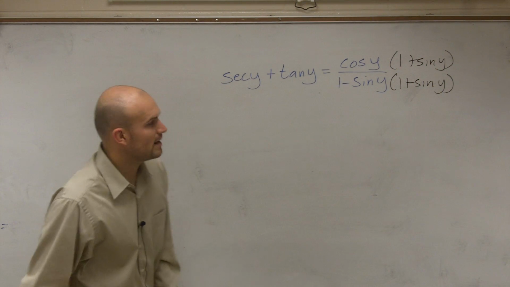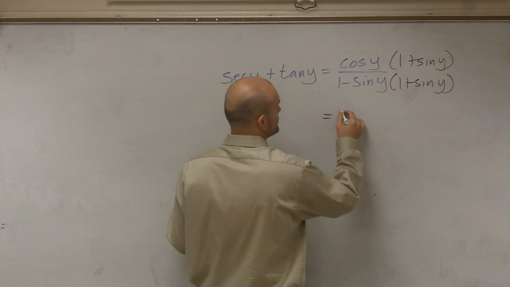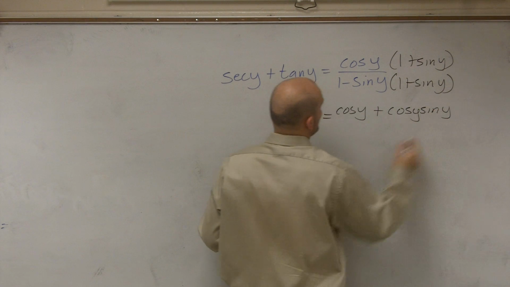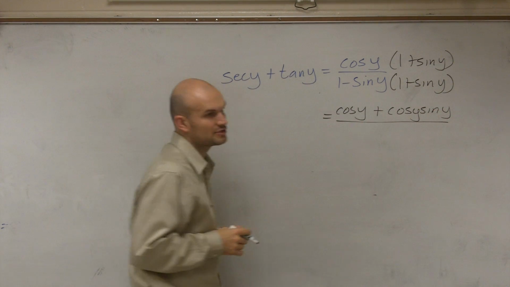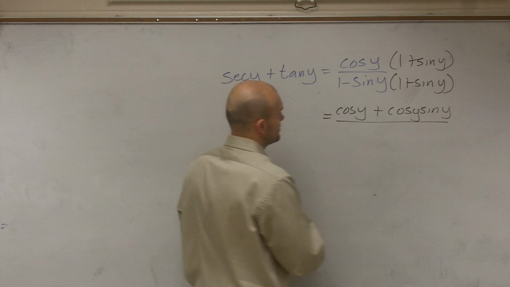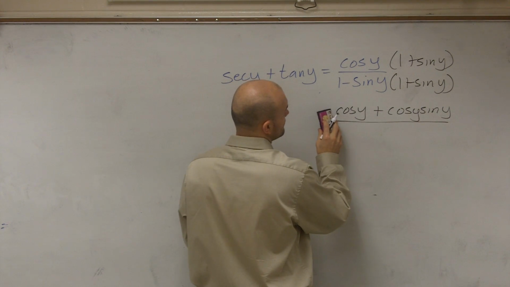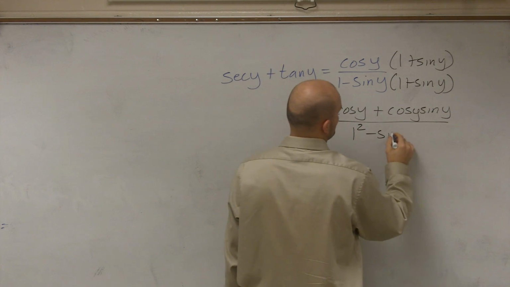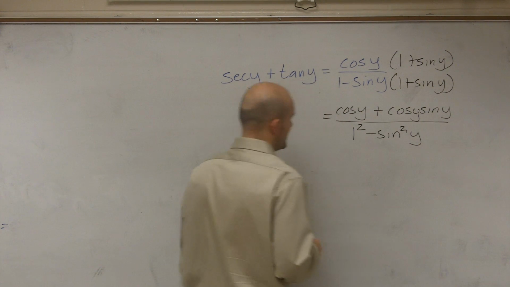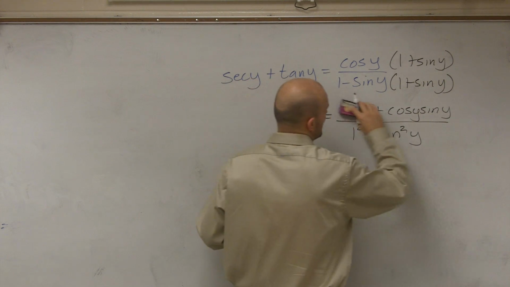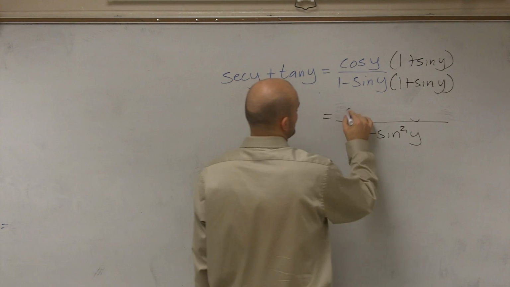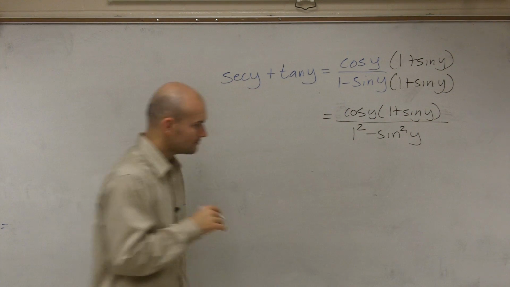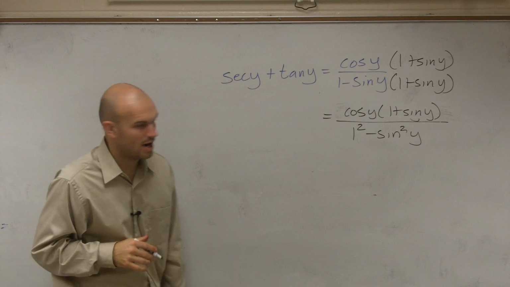If you multiply by 1 plus sine of y, you'll be left with cosine of y plus cosine of y sine of y on top. I'll leave that there. Then on the bottom, you're going to have 1 squared minus sine squared of y. That's what I should have done. I'm not going to multiply through on the top. So you're left with 1 squared minus sine squared of y.